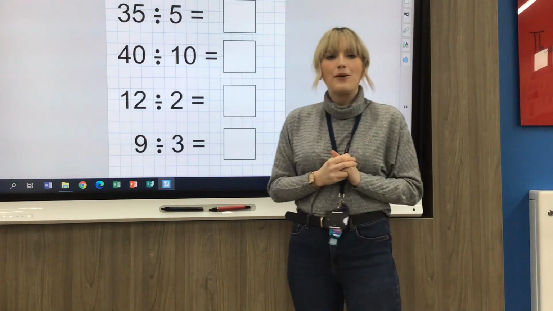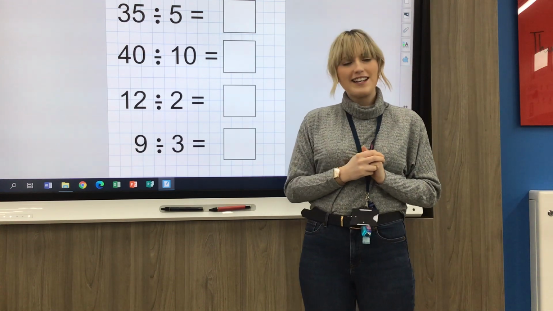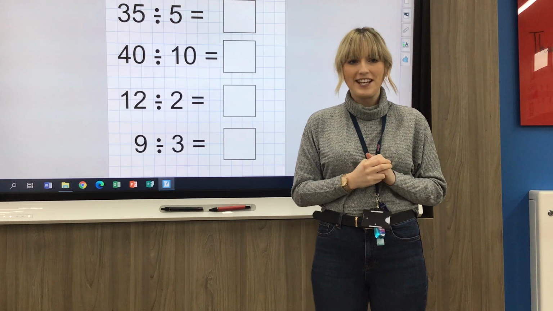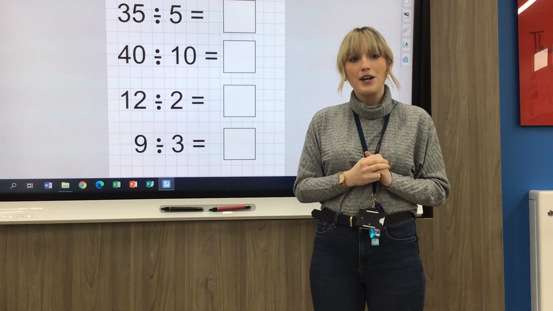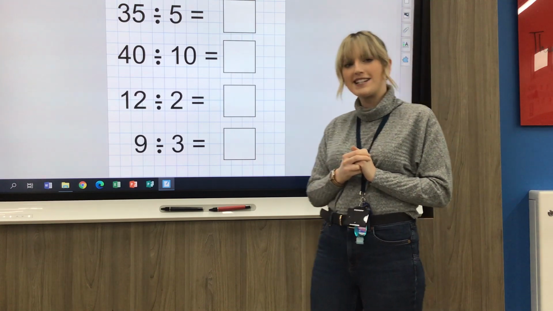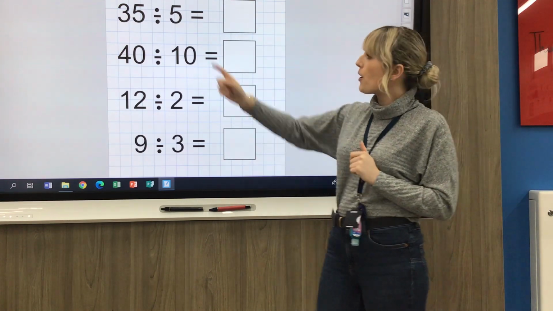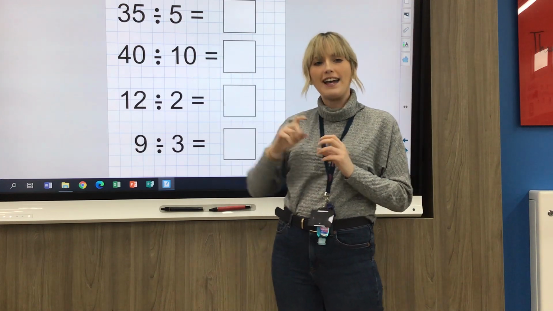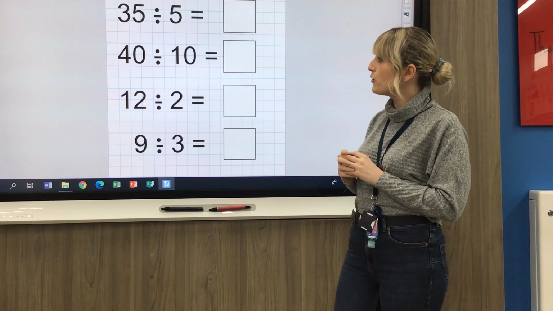Okay, now some of us have been finding dividing a little bit tricky, and it seems to be the one operation we struggle on the most. So I thought we could practice together some division questions first. So we've spoken about this. When we divide, we are seeing how many groups fit into a number.